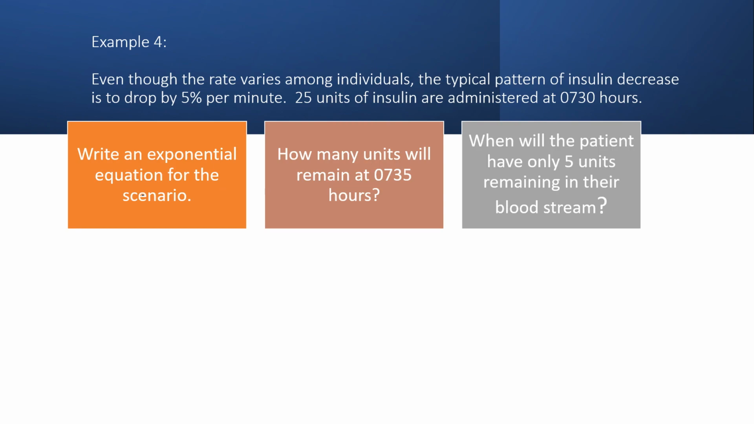Hello. For this problem, we're told that even though the rate varies among individuals, the typical pattern of insulin decrease is to drop by 5% per minute. 25 units of insulin are administered at 7:30 hours. So in this problem, I see that it is dropping, so that's important. It's 5% per minute, and so that is giving me a percentage per a unit of time. I also see that 25 units are administered.